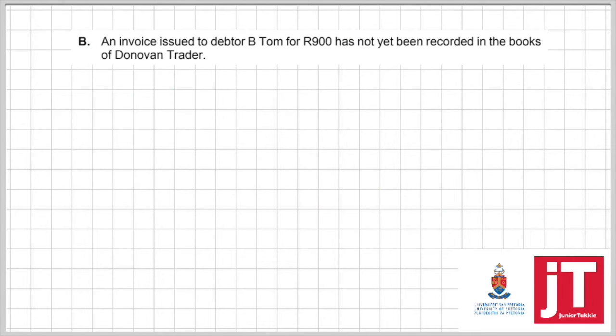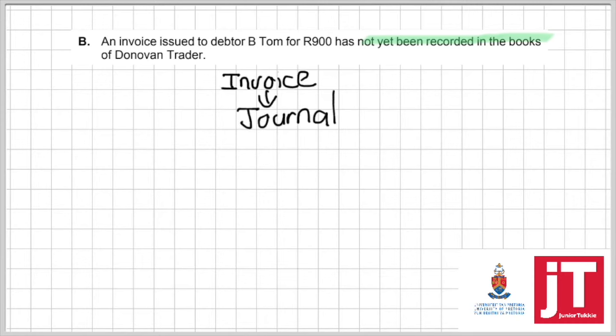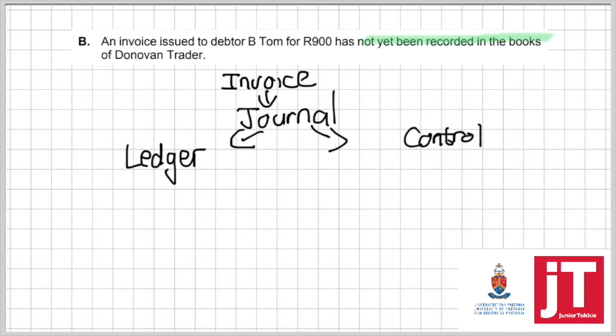Transaction number B. An invoice issued to debtor B. Tom for 900 has not yet been recorded in the books of Donovan Traders. So not yet recorded means it's been left out. An invoice is taken to the journal, and from the journal, we post it to the ledger account, the individual's account, and we need to post the total to the control account.